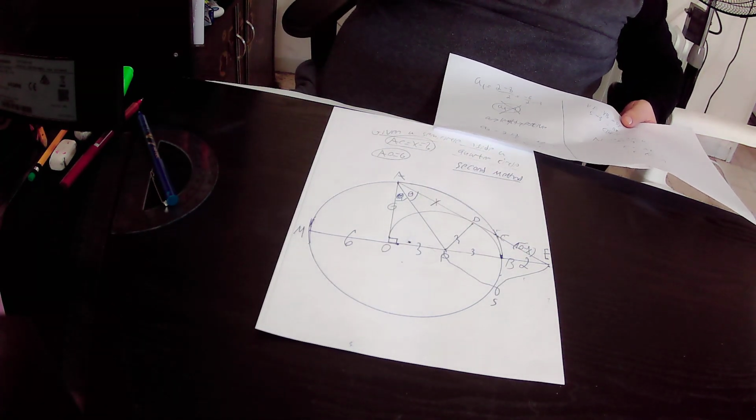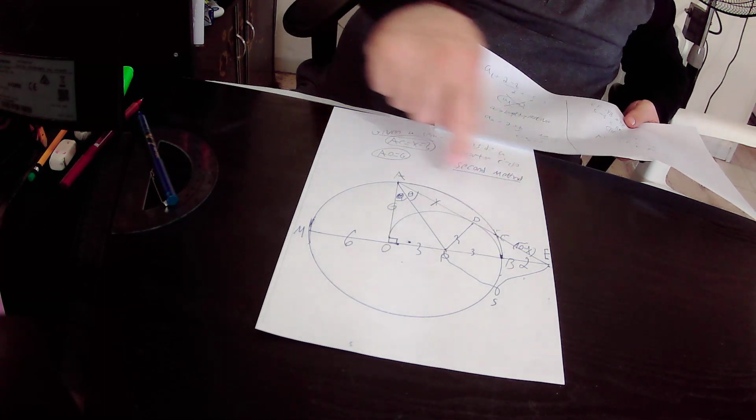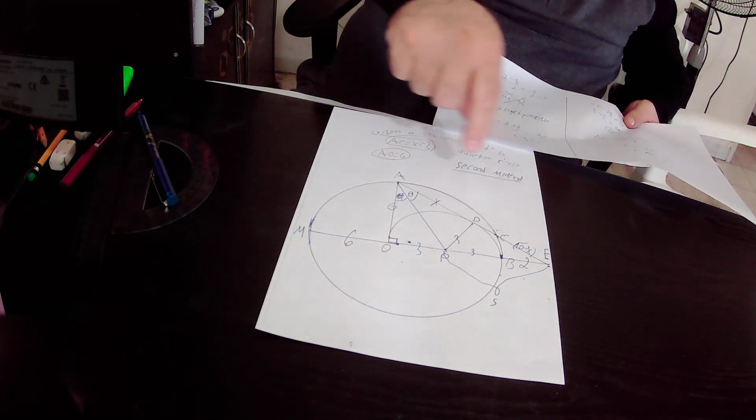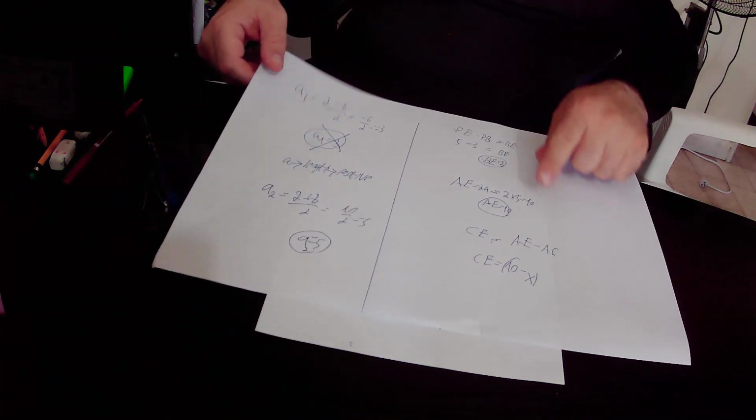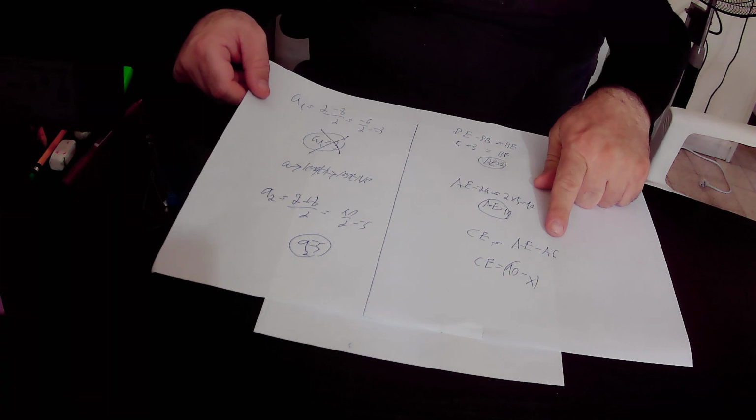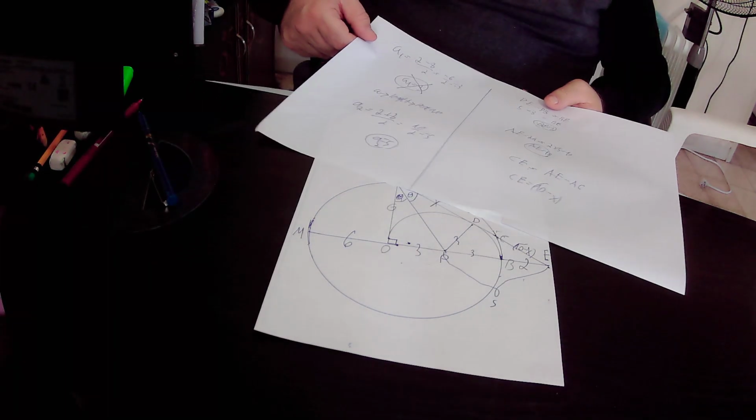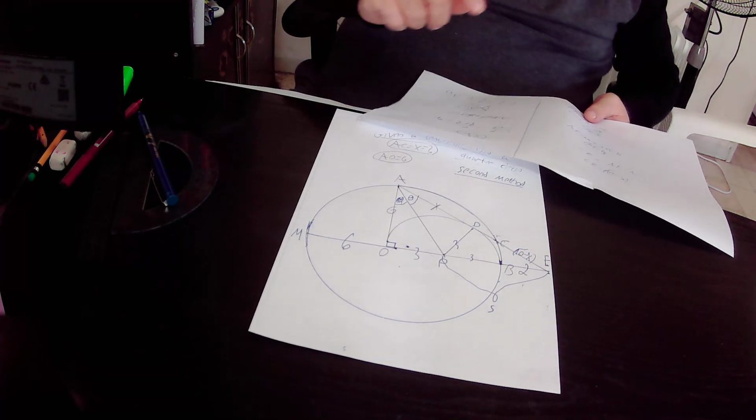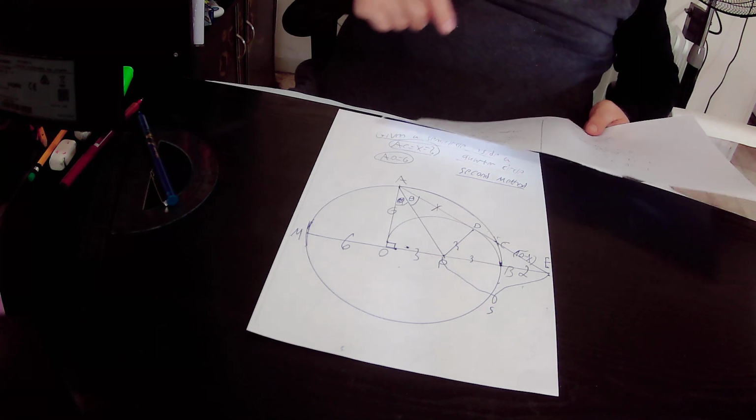And CE, what is the length of CE? We know that AE equals 10 units. AC equals X. And CE equals AE minus AC. AE is 10 units. AC is X. So in conclusion, we found out that CE equals 10 minus X. So CE equals 10 minus X, and BE equals 2 units.